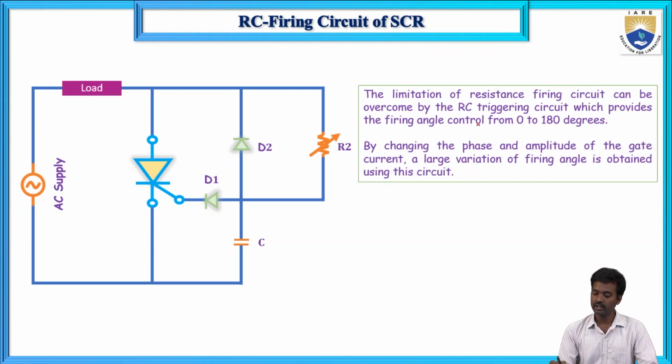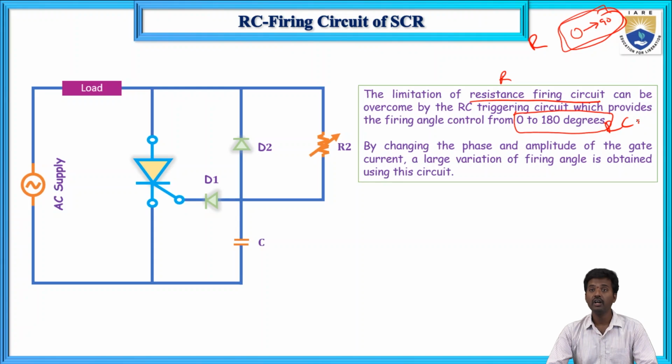So the R firing limitation can be overcome. That is up to 0 to 90 degrees only. That can be overcome by the RC triggering circuit, which provides firing angle control from 0 to 180 degrees. This is the case for 0 to 90, and this is for R, this is for the RC.